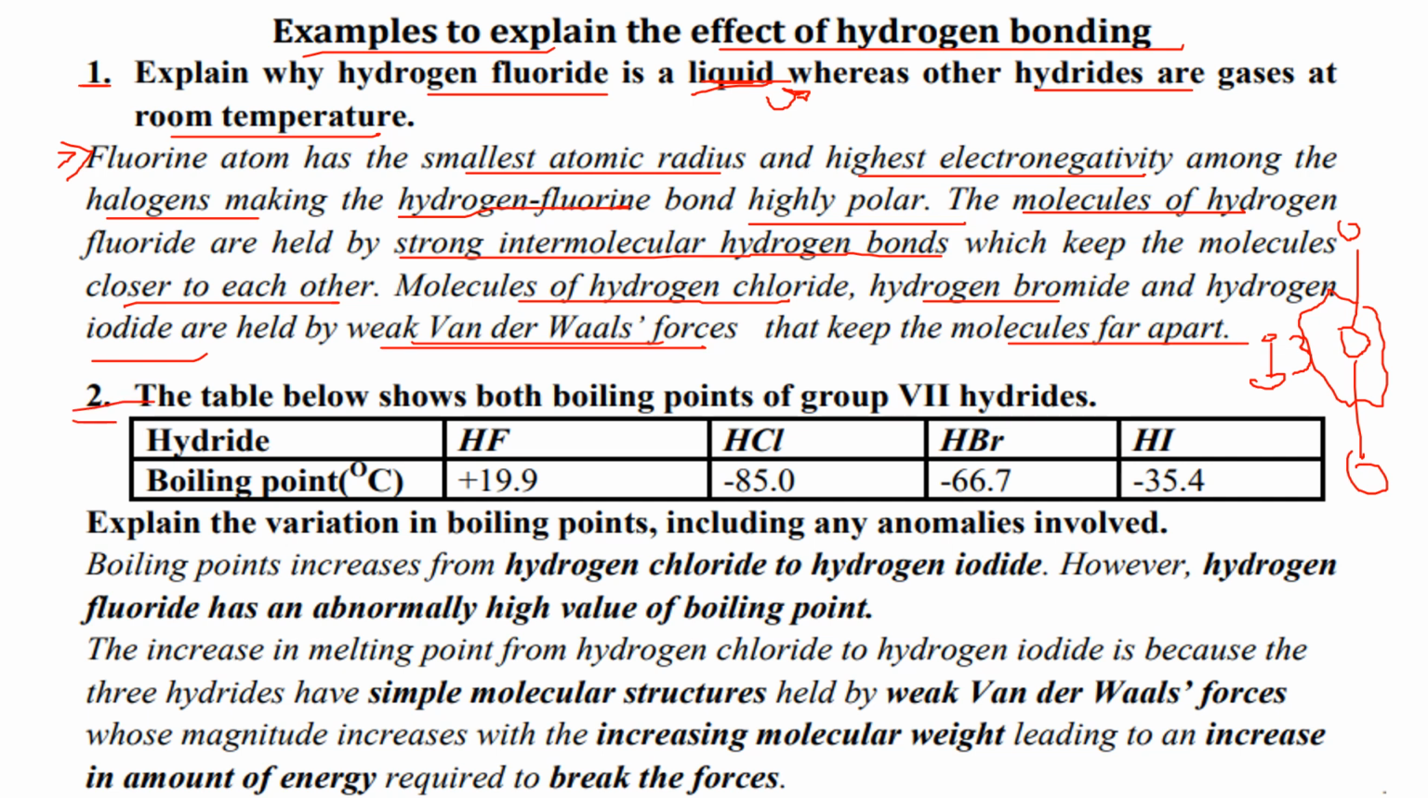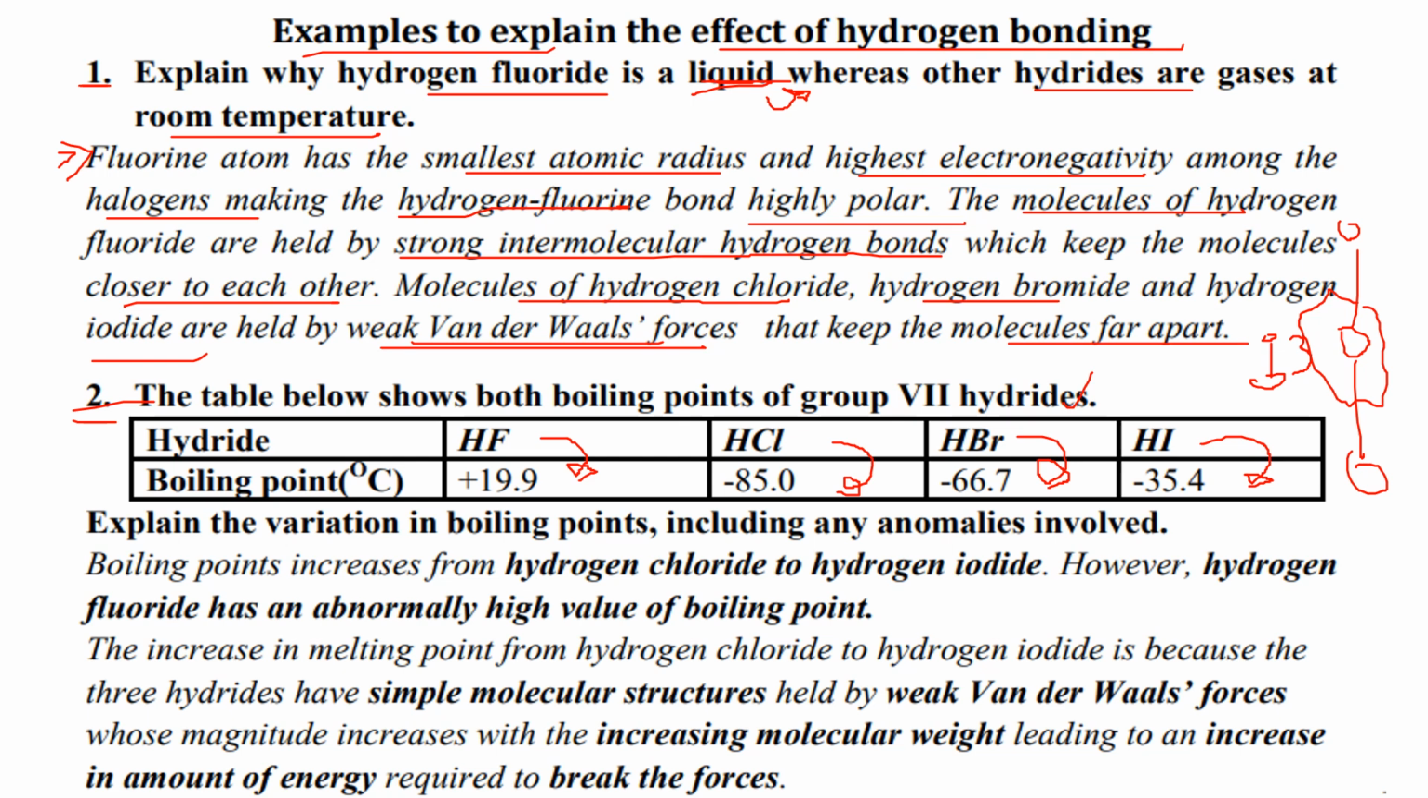Looking at number 2, the table below shows boiling points of group 7 hydrides. Hydrogen fluoride has a boiling point of positive 19.9, hydrogen chloride has a boiling point of negative 85, hydrogen bromide has a boiling point of negative 66.7, and hydrogen iodide has a boiling point of negative 35.4.